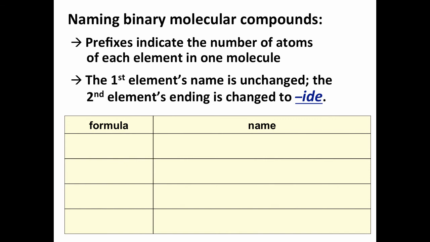So here's a little bit of practice going back and forth between formula and name. CS2, you would identify as molecular because carbon and sulfur are both non-metallic elements, and then the prefix for one carbon would be mono, but often that's left off. The prefix for two for the sulfur would be di, and we change sulfur to sulfide. So we could say monocarbon disulfide, but typically we leave off the mono, especially on the first element, and so we would say carbon disulfide.